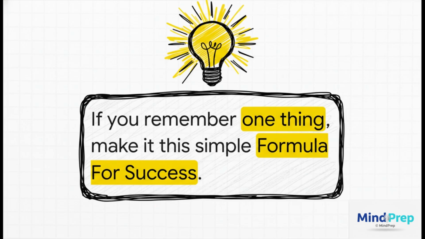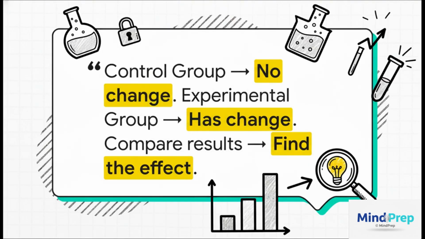I'm going to boil it all down to one simple, powerful formula for success. And here it is, the core logic in just 3 lines. The control group gives you your baseline. That's your no change. The experimental group gets the one thing you're testing. That's the change. And when you compare their results, you find the effect. If you can master that simple flow, you've mastered the heart of experimental science. Pretty cool, huh?